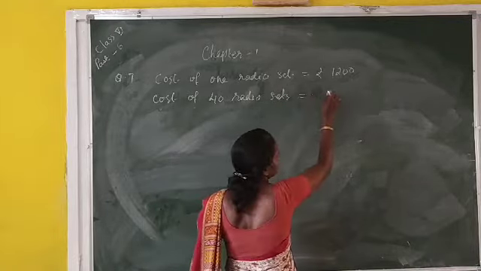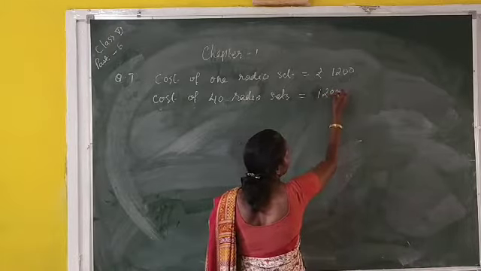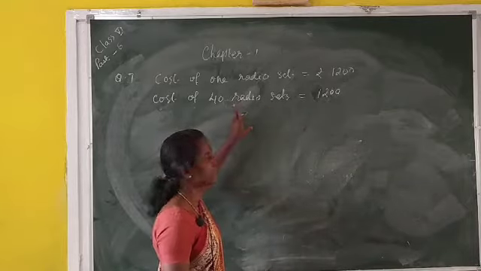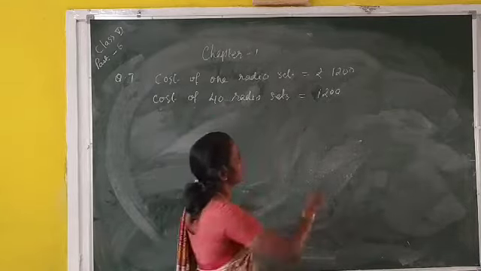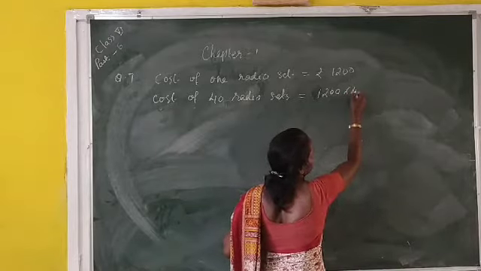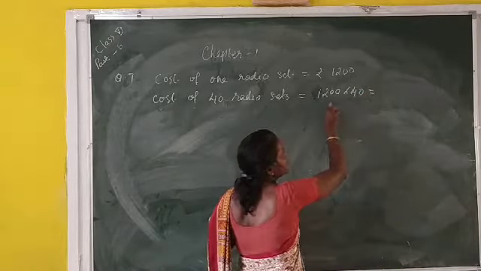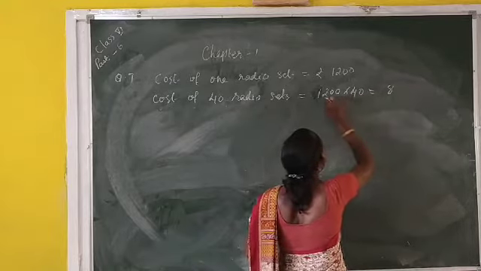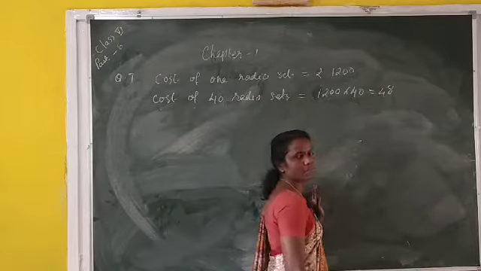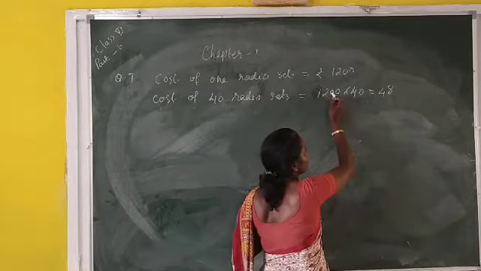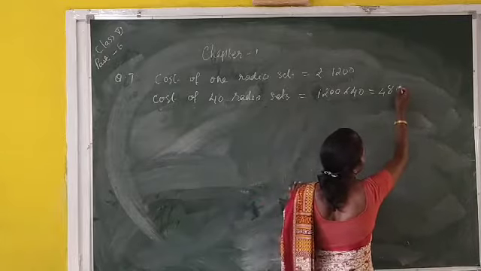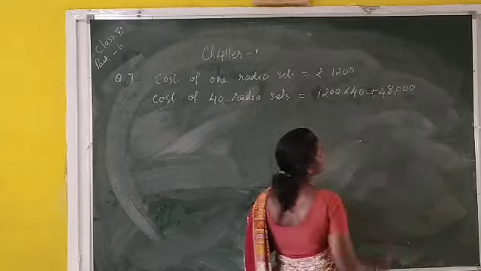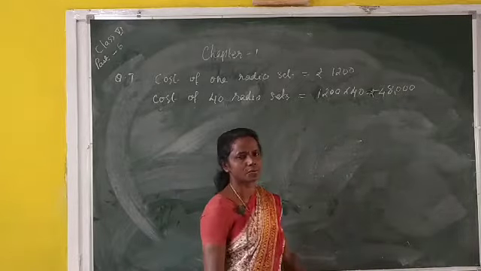How to find out? Cost of one radio set, 1,200. This number is multiplied by the number of radio sets here, 40. So this number multiplied by 40. Then look, 12 fours are which number? 4 twos are 8, 4 ones are 4, 48. 12 fours are 48. And how many zeros are here? 1, 2, 3. Then we put 3 zeros. Then what is the cost? Is equal to, look, 48,000 rupees.